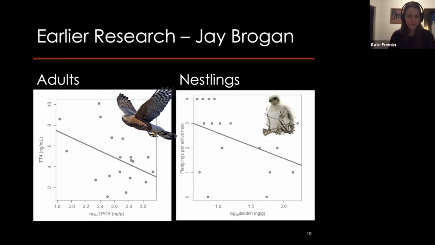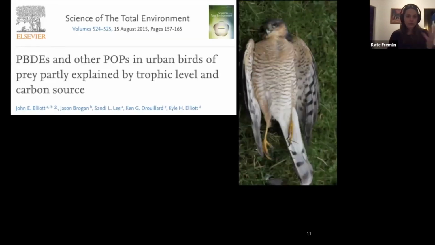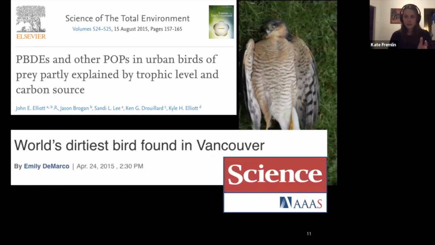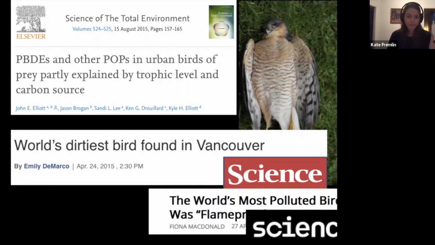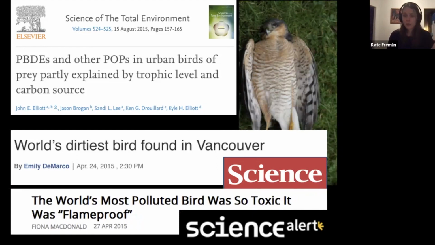Cooper's hawk. And some other research done by John and Jay Brogan here, they collected dead carcasses of Cooper's hawks, and they analyzed the liver tissue for these flame retardants and other legacy contaminants. And they found that one particular bird in Langley near the landfill was considered one of the dirtiest birds in the world, found in Vancouver here. It had the highest levels of flame retardants reported in the literature to date. So some people were saying it was so toxic, it was flame proof.